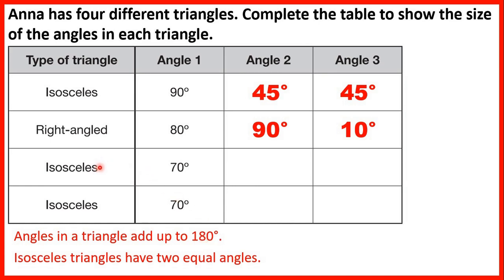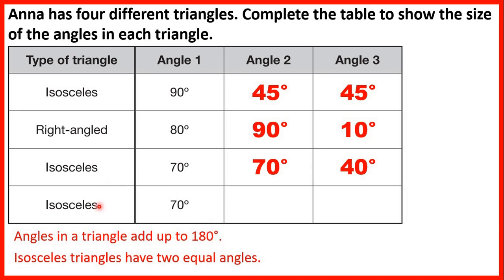Now we have an isosceles triangle, and this time we know that one of our angles is 70 degrees. So because isosceles triangles have 2 equal angles, the other angle might be 70 degrees as well, because then we have 2 angles which are the same. 70 plus 70 is 140, and then we need 40 more to make 180.